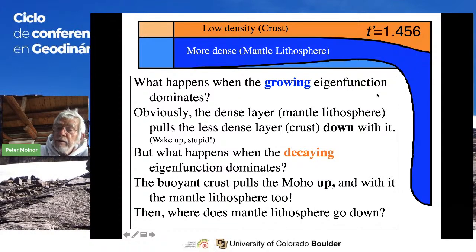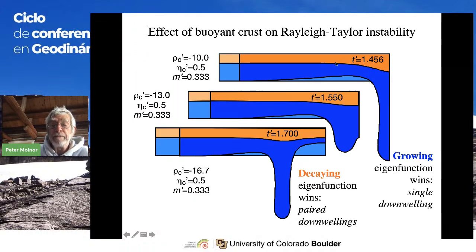And it goes down right next door in the adjacent place, because this is the perturbation with the fastest growth rate, the wavelength that you would expect for that perturbation. So in the case of a growing eigenfunction, it wins. You have a single downwelling. In the case of the decaying eigenfunction, the MOHO is pulled up, the lithosphere thins in this area, the lithosphere goes down, and in fact, you get some additional crustal thickening in this adjacent region.